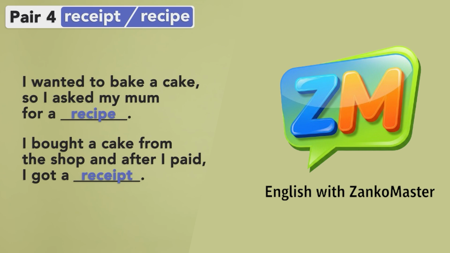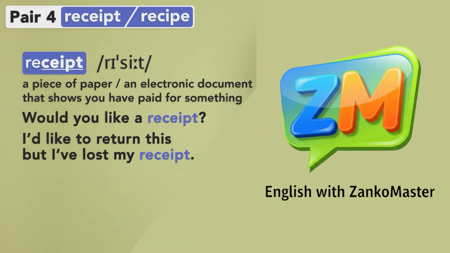Now, my students are not just confused about the meanings of these words, but by their pronunciation too. Receipt has 2 syllables. We stress the second one. The P is silent. Ignore the P. Receipt. Receipt. It's a really stupid word. It could be so much simpler. A receipt is often a piece of paper, or now more often, an electronic document that shows that you've paid for something. In a shop, you might hear, "Would you like a receipt?" Or you might say, "I'd like to return this, but I've lost my receipt."